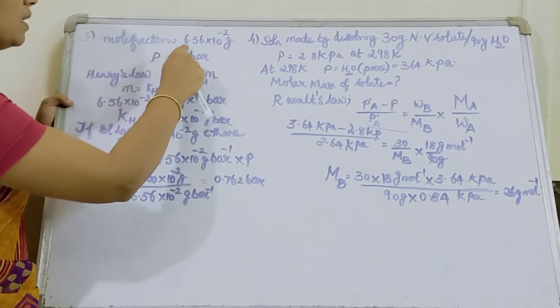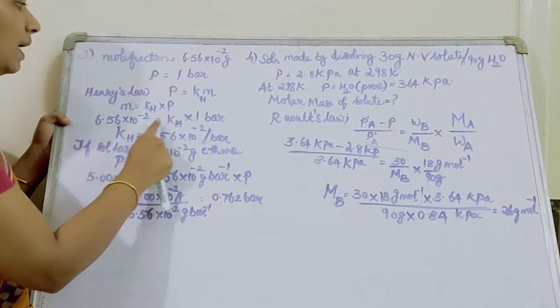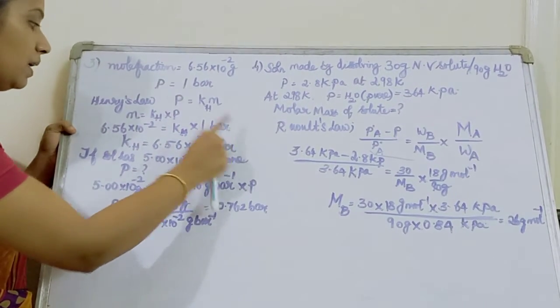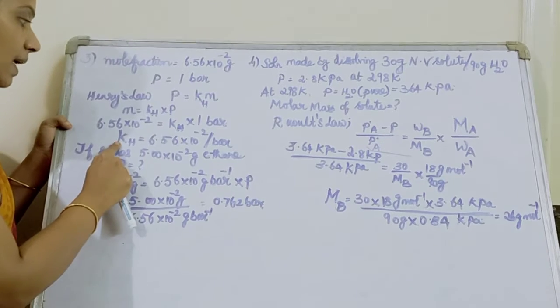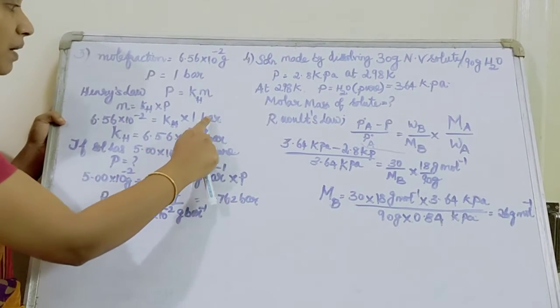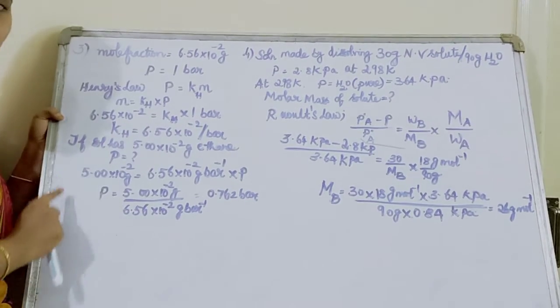It is provided in the problem, the value of mole fraction. So, I have written the mole fraction. I need to calculate this Henry's constant. Pressure is given as 1 atmospheric pressure. So, from this calculate Kh, where Kh is equal to 6.56 into 10 power minus 2 into 1 bar. So, I have got the value of Henry's constant.